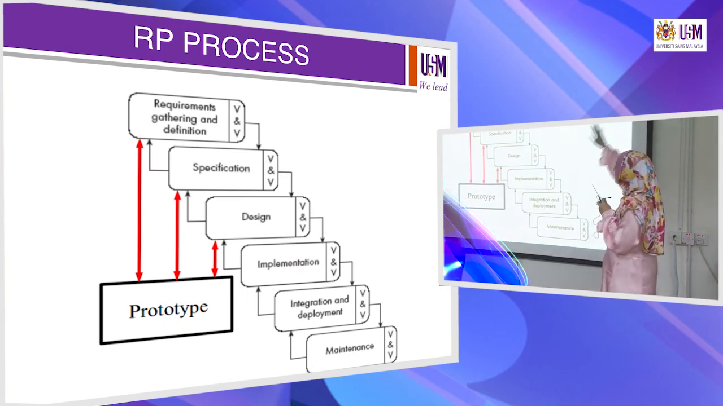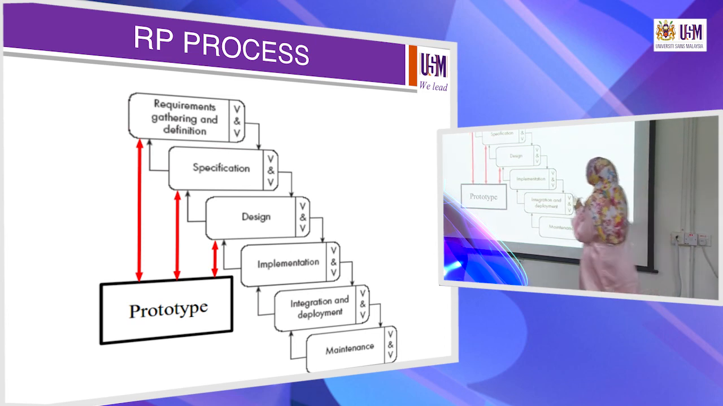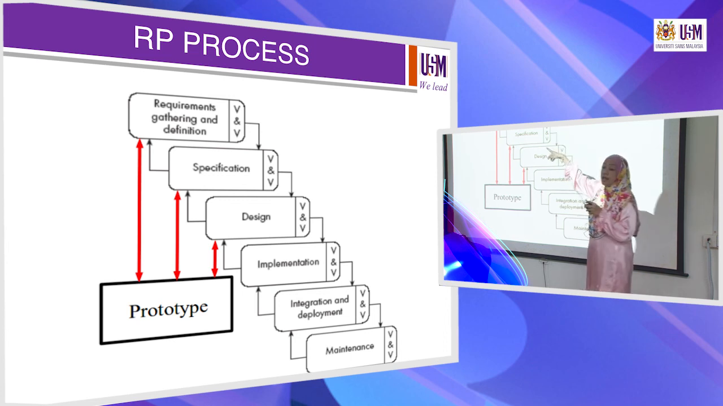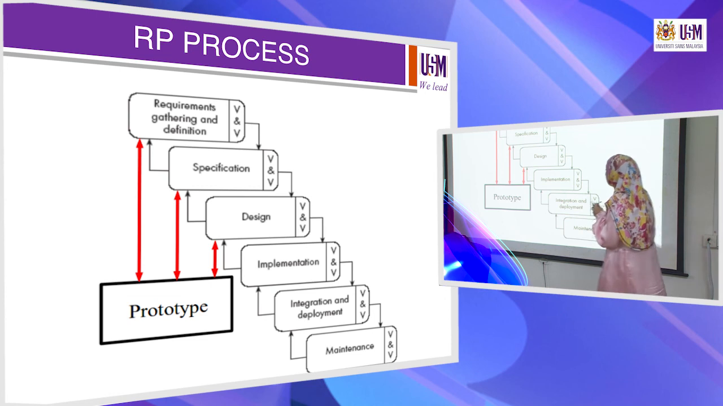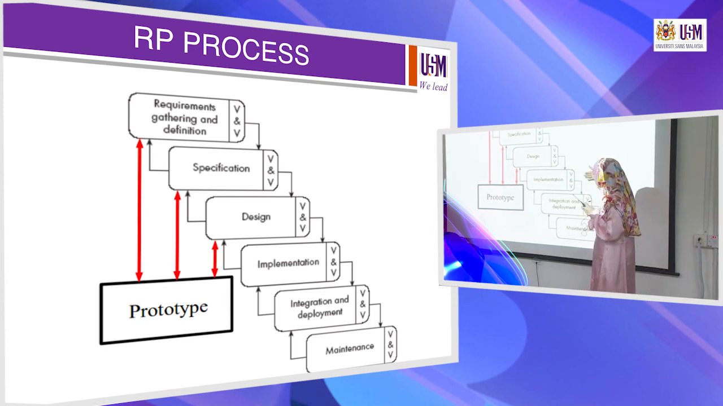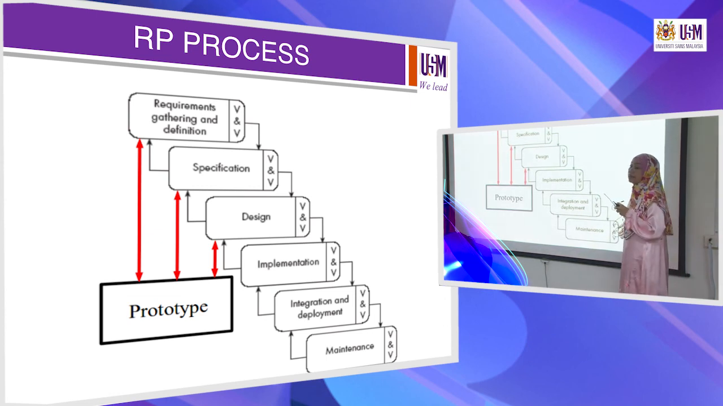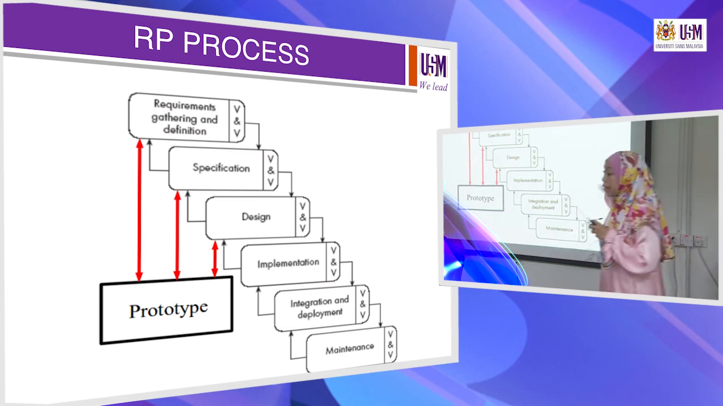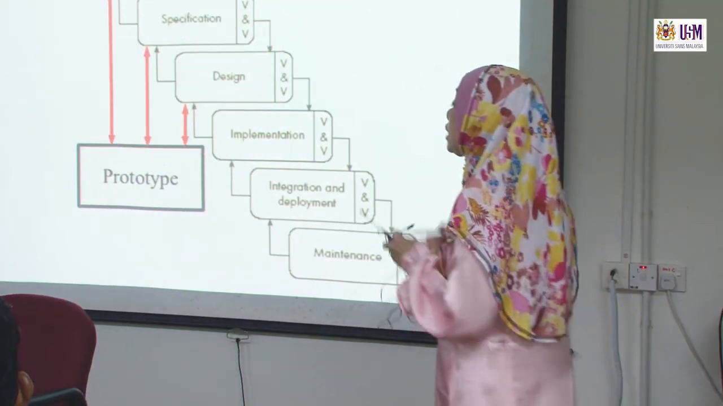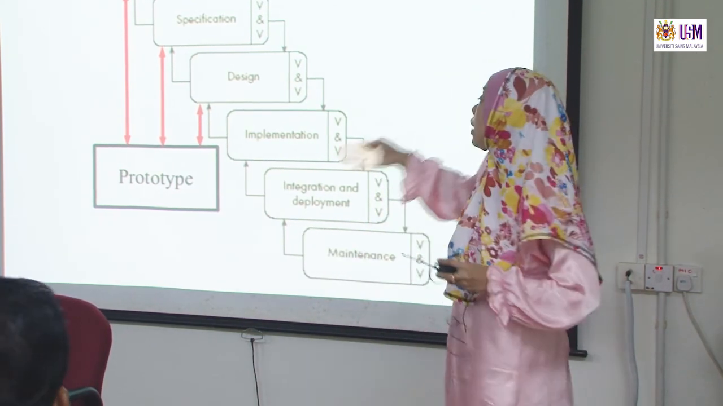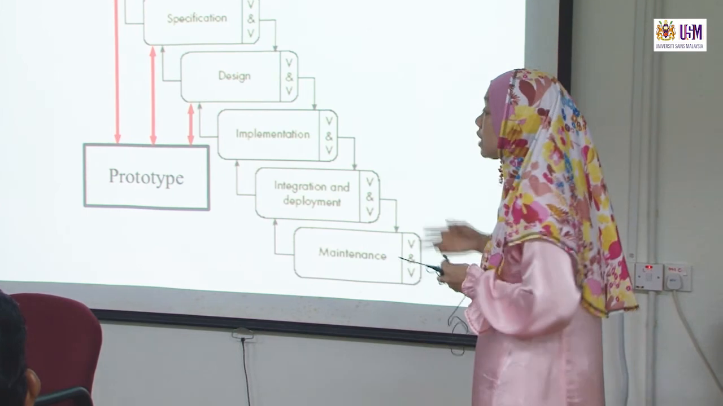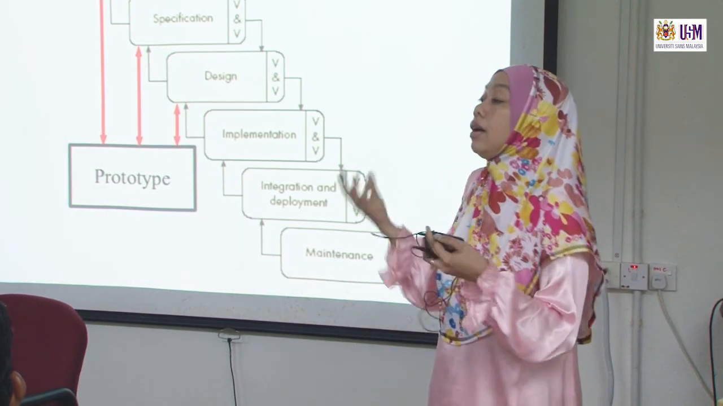This is the RP process. In RP there is still a process. For example, we gather requirements, requirement gathering and definition, which is the need analysis. Then we have the specification: what is the specification that we need in our project? Then we design, implement, integrate, deploy, and then maintain. So in project management we can use this process to develop our project. Not necessarily our project is to produce something. If we are going to do a seminar, how are we going to use this rapid prototyping process in our seminar? Not necessarily we follow ADDIE or ASSURE model or Dick and Carey model and so on.